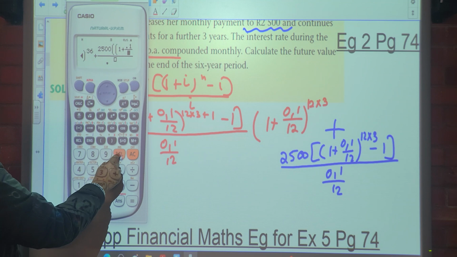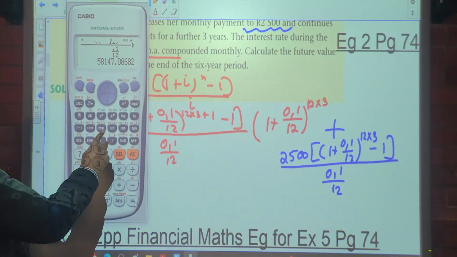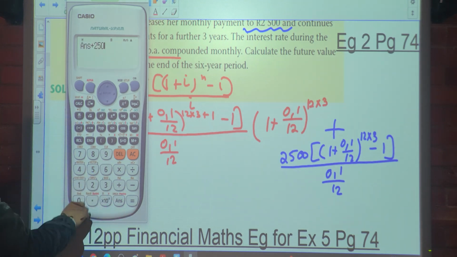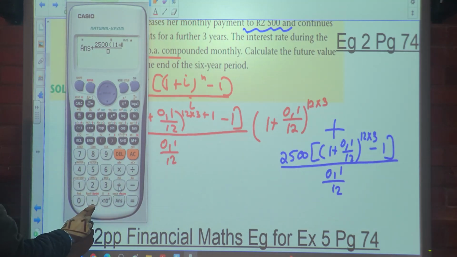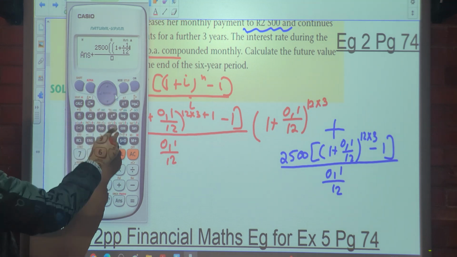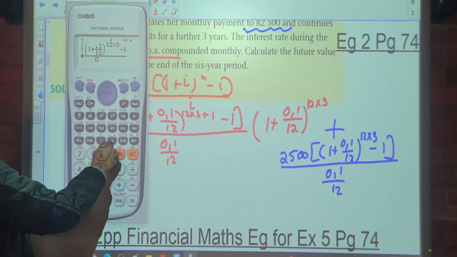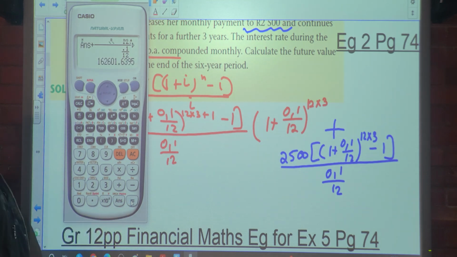Okay, so what we do is we work it out part by part. So it's going to give you 58,147 Rand. That answer plus, as you can see, the calculator's memory is not big enough. So it's 1 plus 0.1 over 12 to the exponent 12 times 3 minus 1, and this is all over 0.1 over 12. 162,601 Rand and 64 cents. Is that correct?